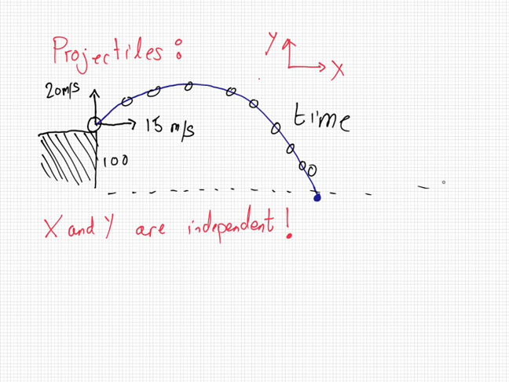Last time we had 20 vertical, and what was the horizontal? 0. This time we have 20 vertical and 15 horizontal. But the time it takes to go up and down doesn't change.